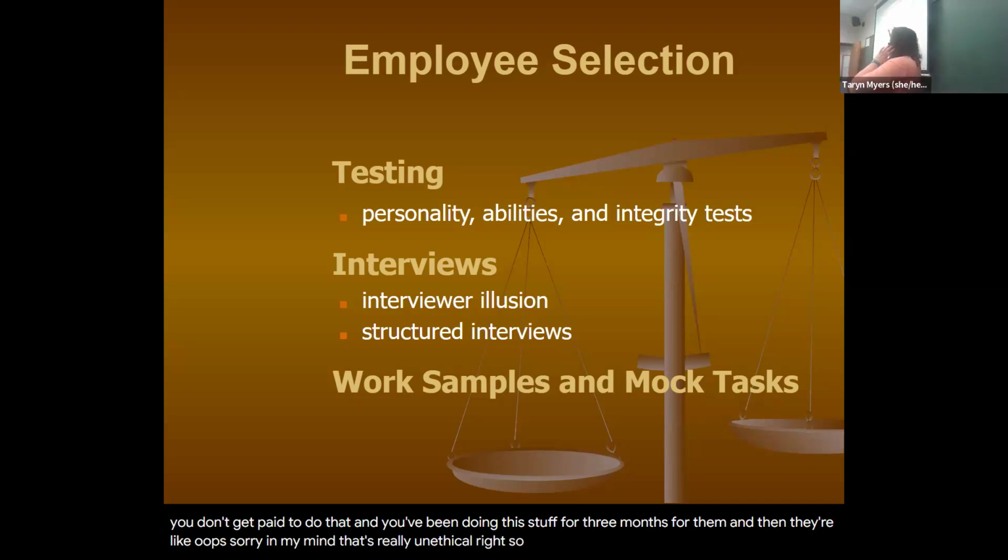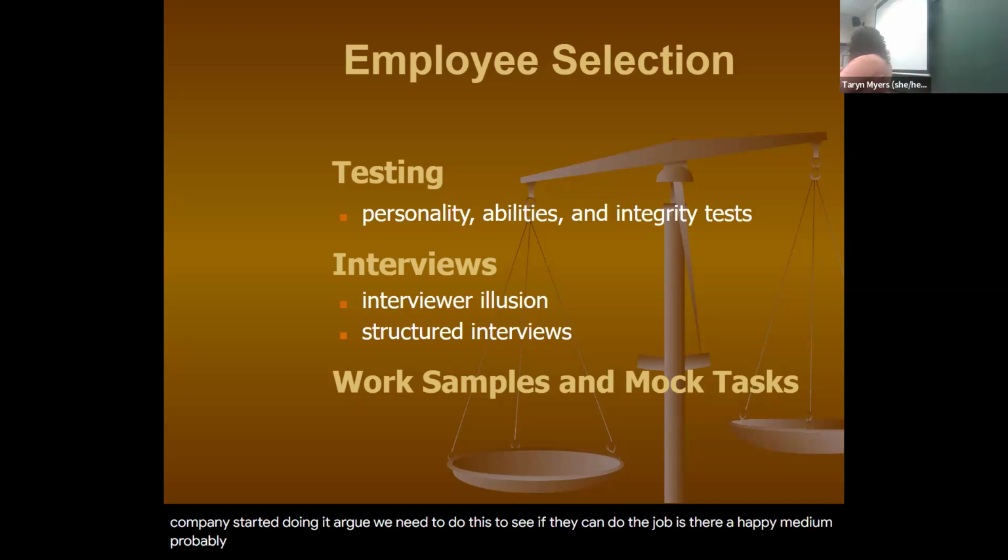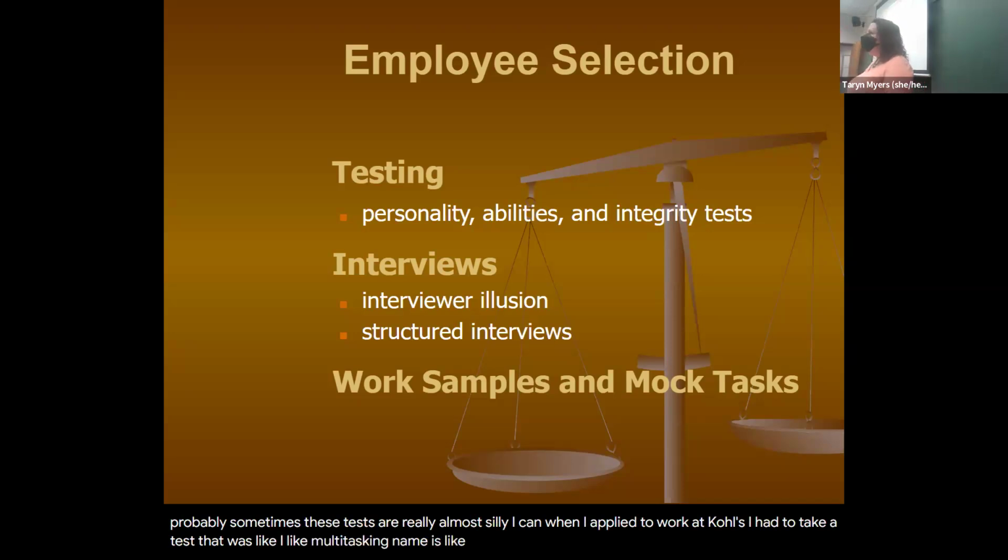So there's a lot of debate about that, but the companies who are doing it argue we need to do this to see if they can do the job. Is there a happy medium? Probably. Sometimes these tests are really almost silly. When I applied to work at Kohl's, I had to take a test that was like, I like multitasking. And I was like, well, clearly you want me to say yes to that, right? Like it's pretty obvious. But some of them can be really important.